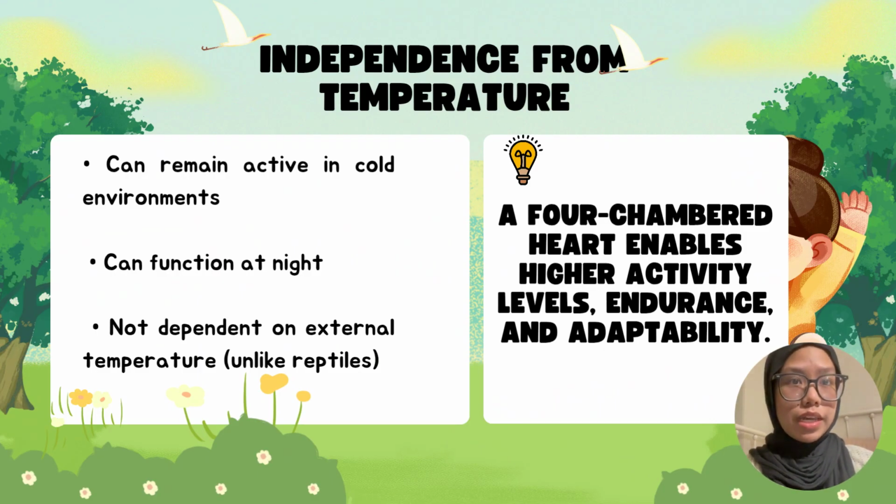Lastly, a four-chambered heart allows animals to be independent of environmental temperature. This means birds and mammals can stay active at night in cold environments, unlike reptiles which become sluggish in low temperature. In conclusion, having a four-chambered heart gives animals higher endurance, better oxygen delivery, and the ability to survive in a wide range of environments.